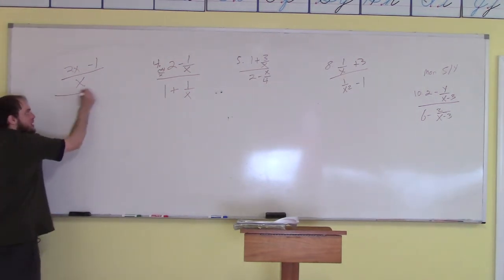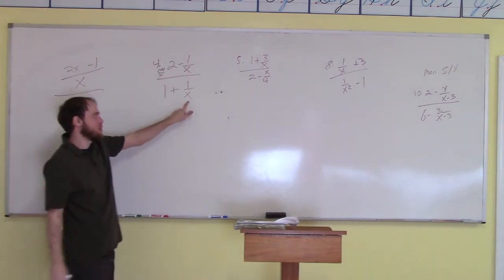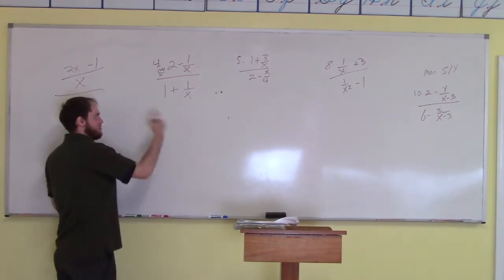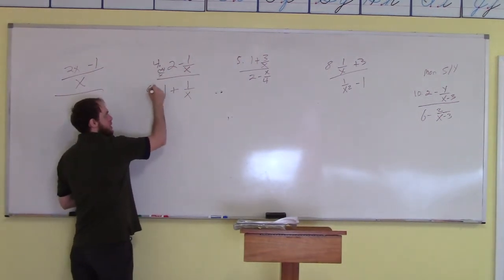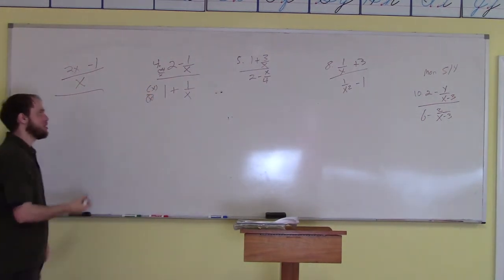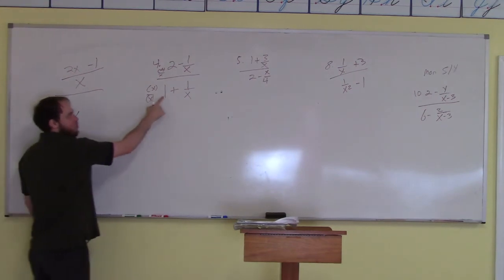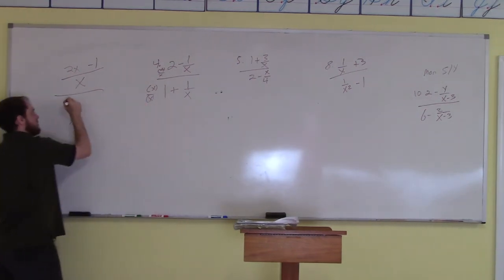Now the bottom one, again, same way. The x is in the bottom, so I have to multiply by an x times this other term. So I have to multiply by an x here and the x on the bottom. That way you get the common denominator. So that would be 1 times x would be the x.